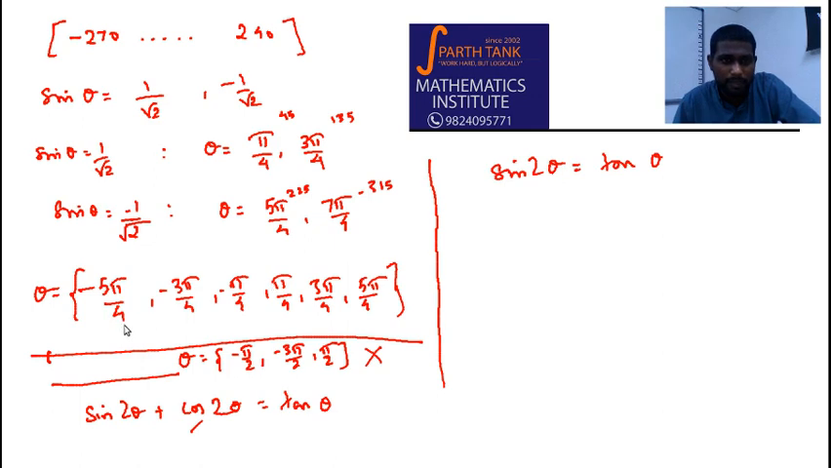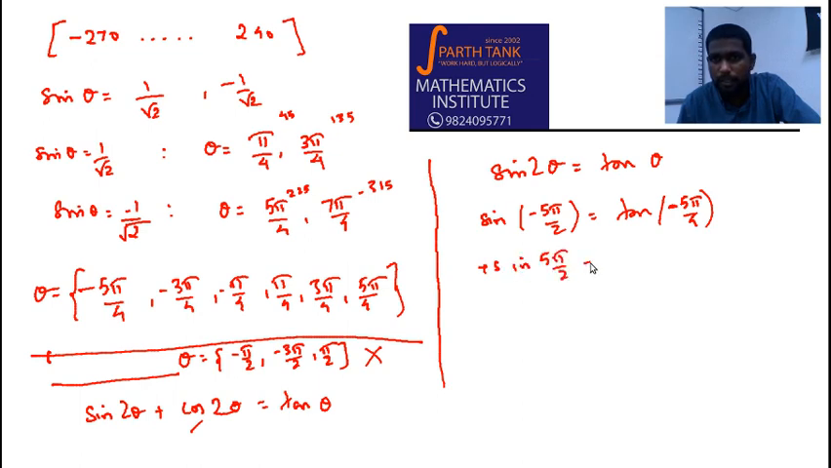Take any one value, let us say minus 5 pi by 4. Then sin of minus 5 pi by 2 should be equal to tan of minus 5 pi by 4. Dropping the minus on both sides, sin 5 pi by 2 is tan 5 pi by 4. Now this is 1 and this is also 1. In the third quadrant tan is positive. Sin 5 pi by 2 is nothing but 90 degrees, which is 1. Likewise, you can check that all these satisfy this equation.